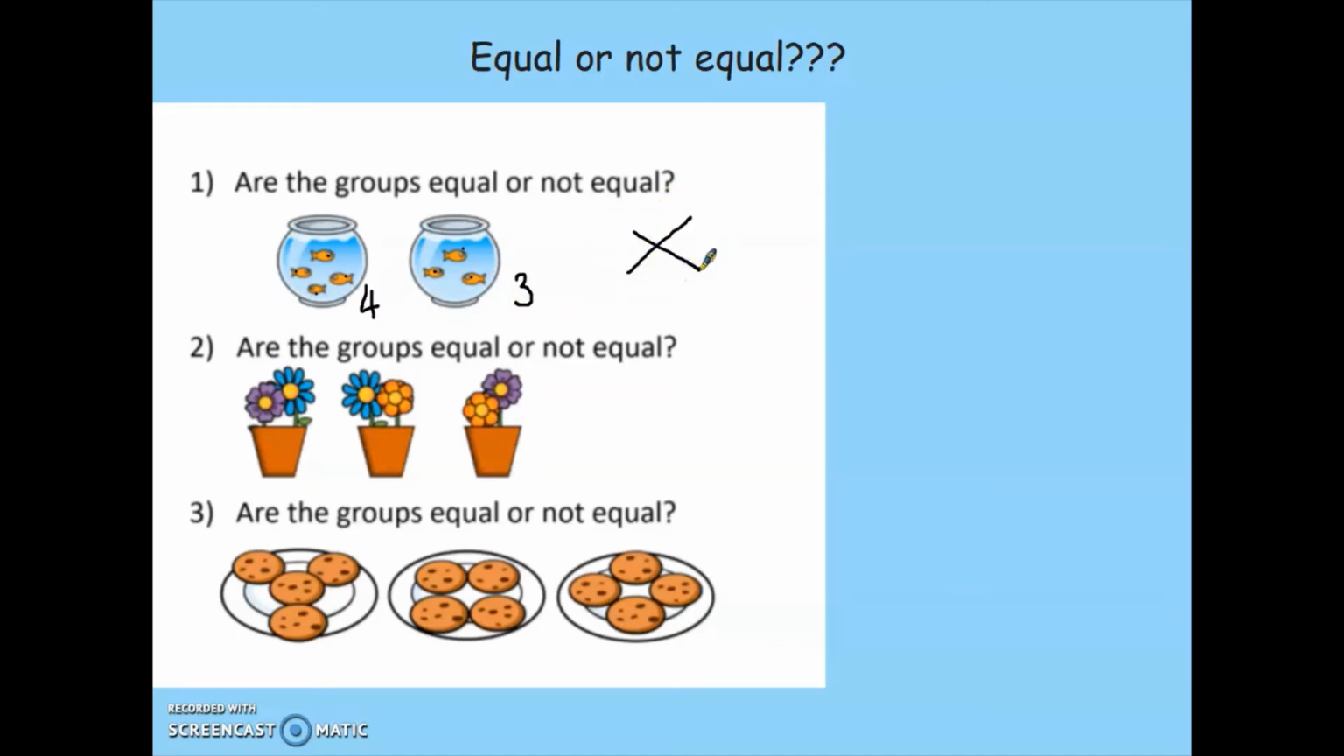What about the flower pots? How many flowers have we got in each pot? Got 1, 2, 1, 2, and 1, 2. So these groups are equal. Finally, what about the cookies? Are there an equal amount of cookies on each plate? 1, 2, 3, 4. There are 4 cookies on each plate, which means they are equal. Well done if you got those right.